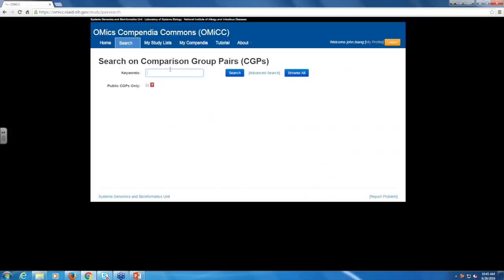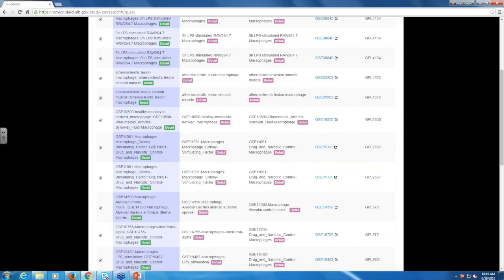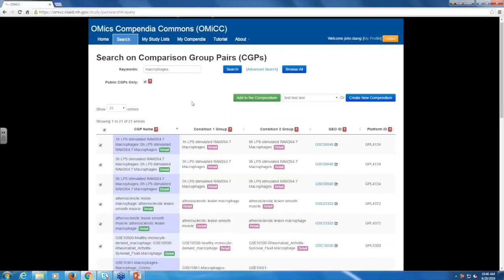So for example, I could search for, so we work quite a bit on macrophages, for example. So we have done a lot of different groupings from different studies. And you can also click and say, I only want the ones that are already shared, so the public ones, right? So you search again, and then that's what you get back.